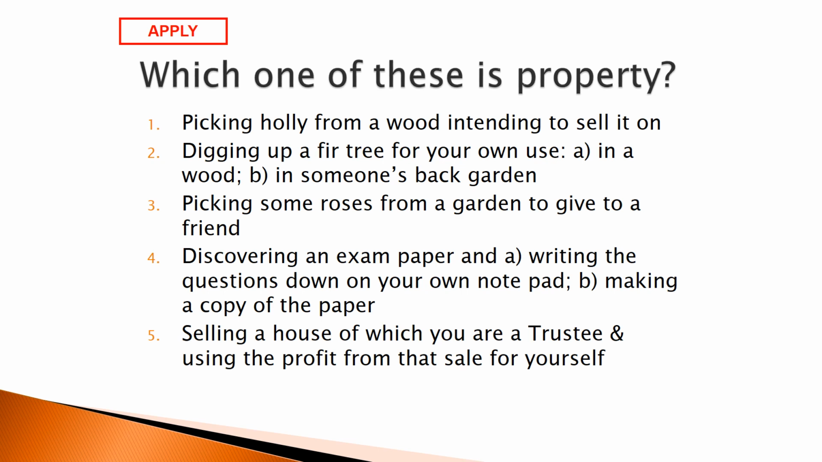So from that slide, which one of these is property? If you want to pause and just have a go at those. So hopefully you've identified that number 1 would be theft. Number 2, A, wouldn't be theft, but B would be theft, or should I say would be property. 3, property. 4, A and B, not property, using Oxford and Moss. Number 5 would be property.